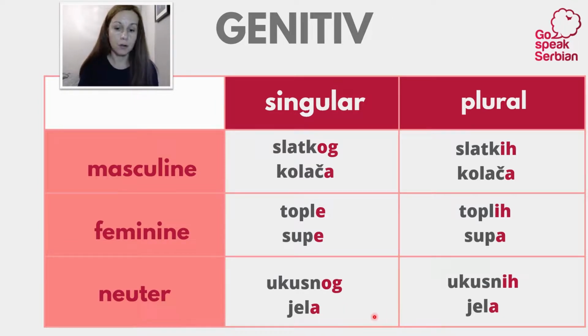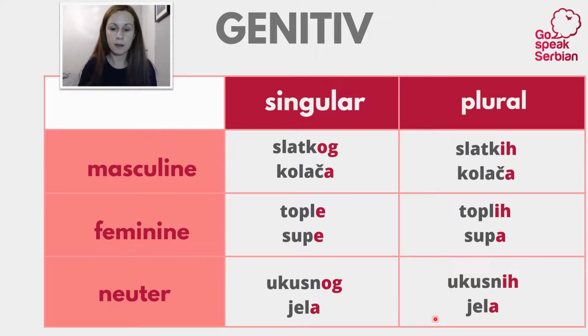So jelo is a dish. This is a neuter noun, and in genitive singular we say ukusnog jela. Na primer, pojela sam tanjir ukusnog jela. I ate a plate of a tasty dish. Tanjir ukusnog jela.